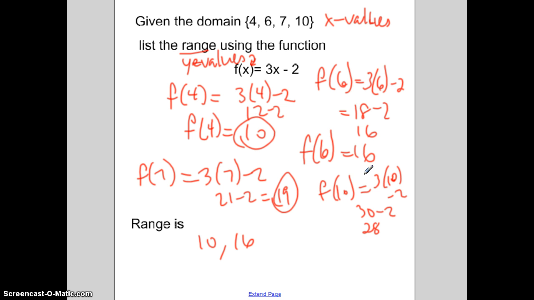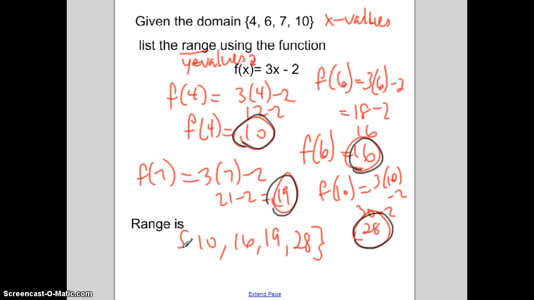So these are the range values right here. Okay, so you got 10, 16, 19, and 28. Once again, it'd be great if you put it in these little squiggle things. I know they're hard to make. Try to put them into order.